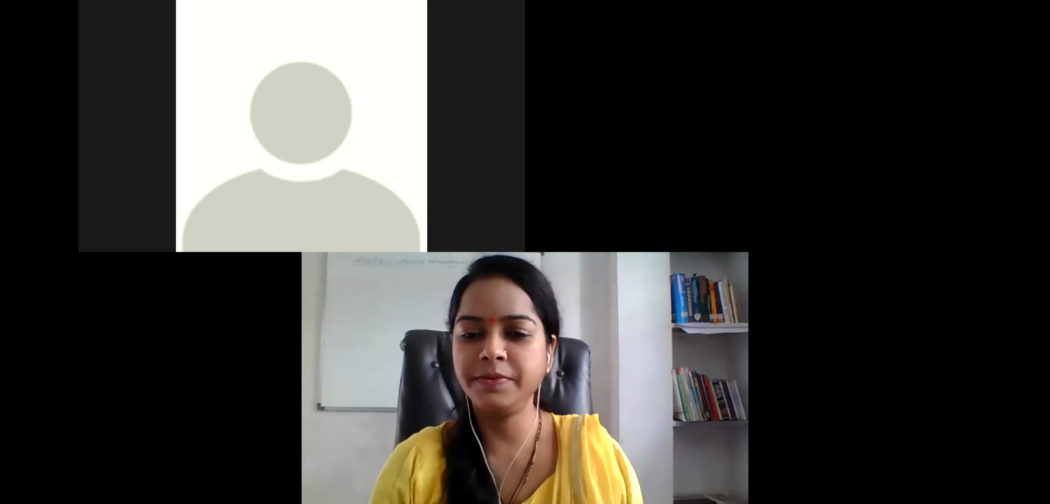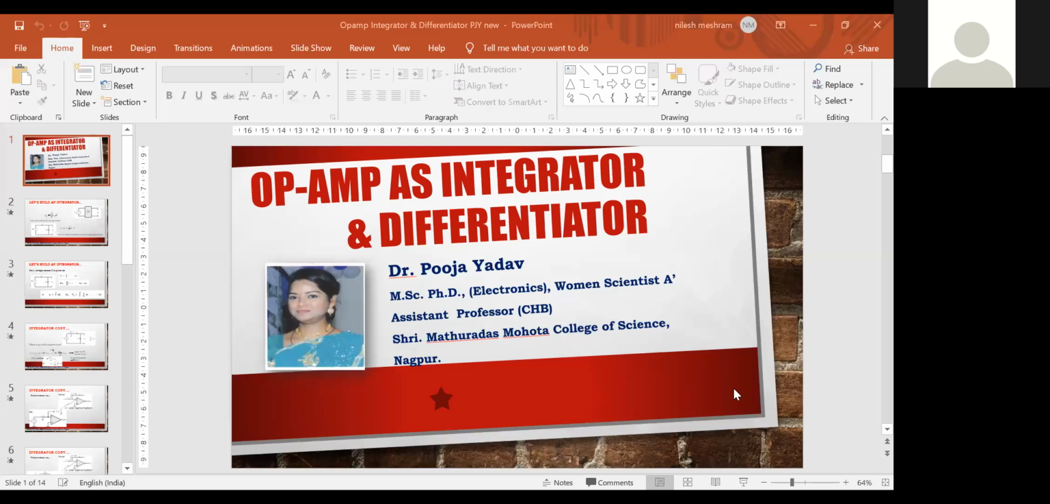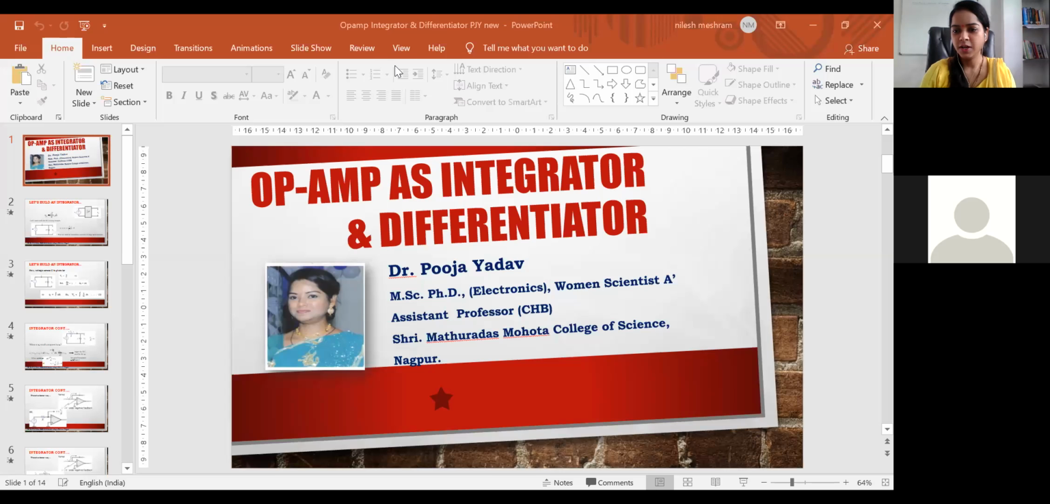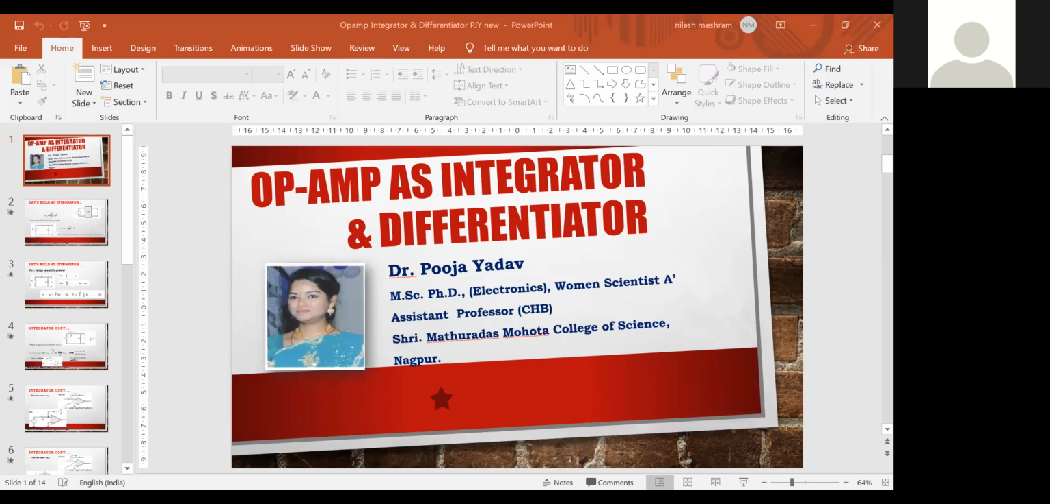Myself, Dr. Pooja Yadav, and we are studying operational amplifiers. In operational amplifiers, we have already studied what op amps are, what the parameters of an op amp are, and what the block diagram of an op amp is. These things we have already seen. Next, we have moved to op-amp applications. In the starting lectures, we have already seen operational amplifiers as inverting and non-inverting.